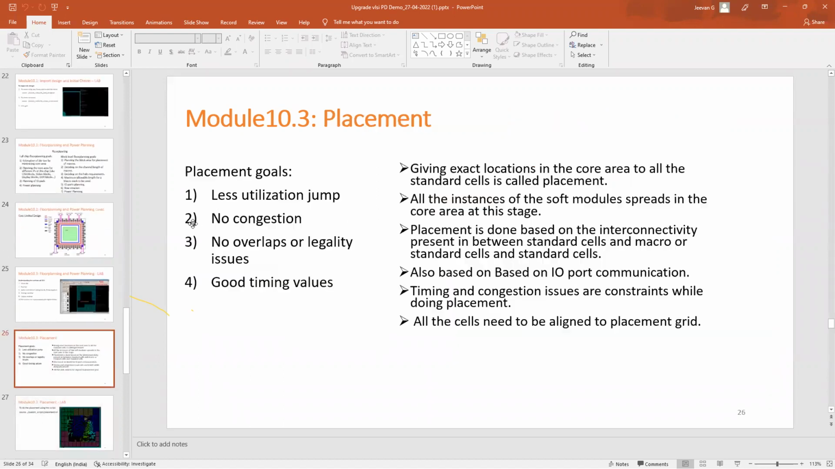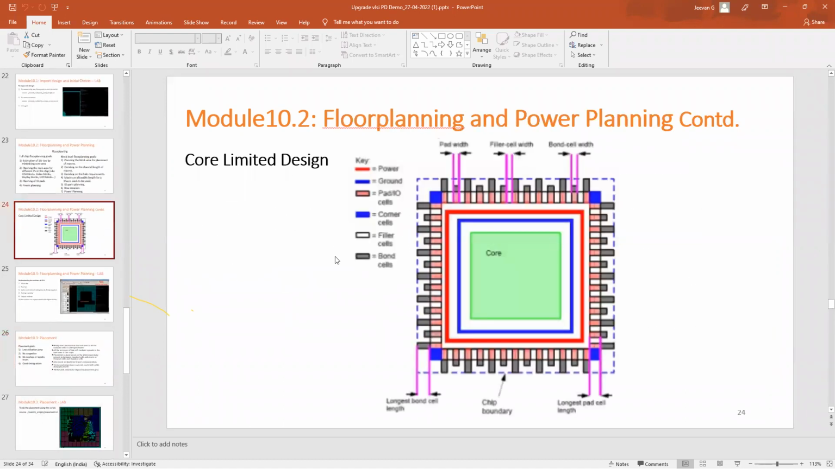So power plan: what really happens in this power plan, and what are the stages in this power plan? If you see here, this is how your real chip will be looking like, and this is what your core area will be looking like in the real chip manner. This red and black combination of stripes are called IO pads.